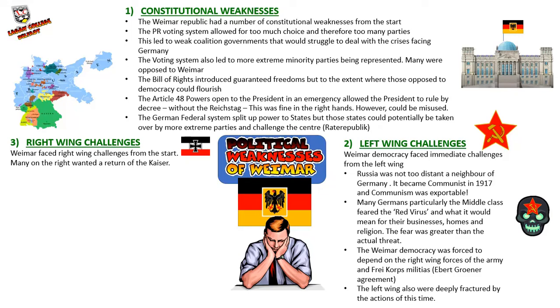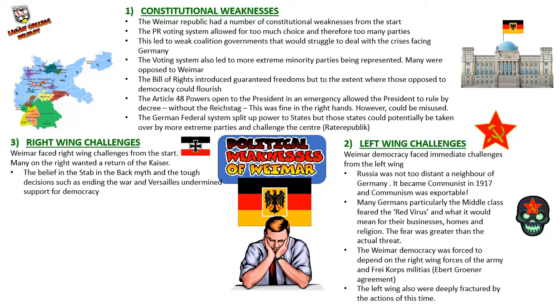Remember, many on the right harked back to the Kaiser. They wanted the Kaiser to return. The Kaiser was only across the border in Holland, and many of them really wanted a return to the Kaiser's autocracy, that strong Germany from before. And there was a real strong belief in the stab in the back myth.